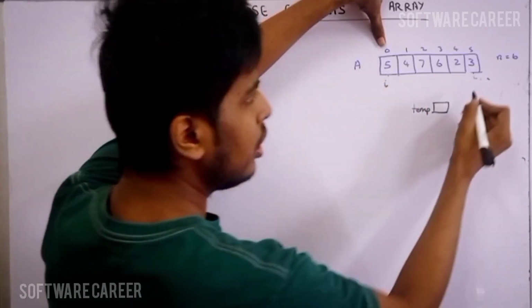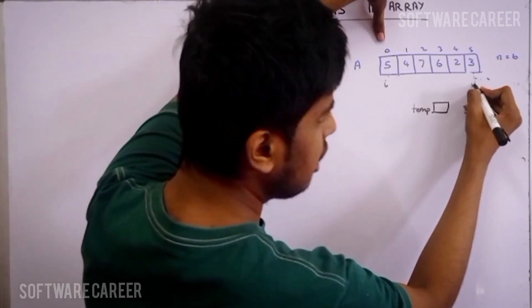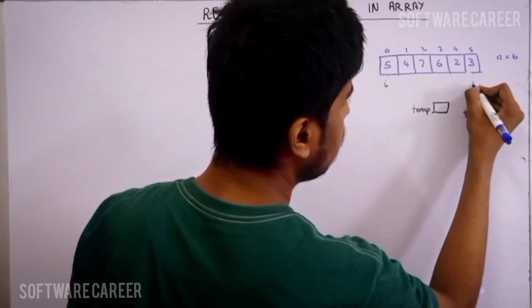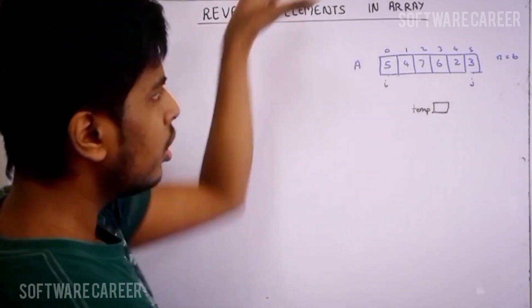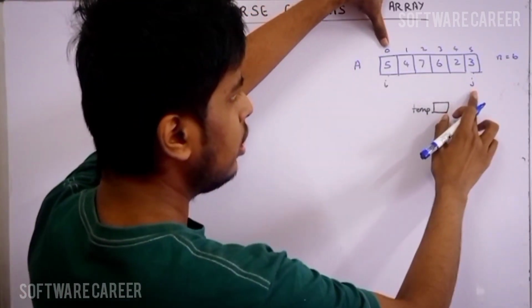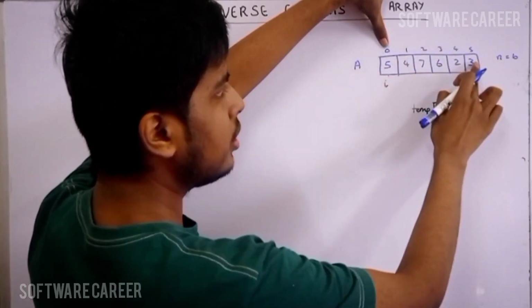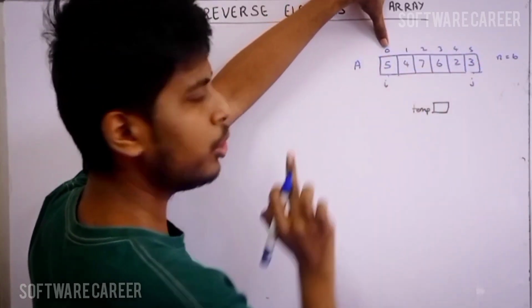I will say this: I will be at position 0. Then j will be at n minus 1, that is size minus 1. j will be pointing here, at the 5th index. Now i is here, j is here. Now you should swap. You should put 5 here and 3 here.